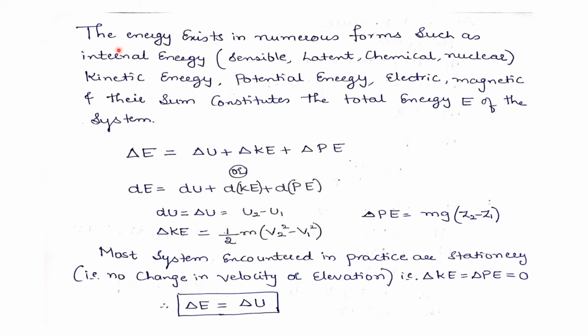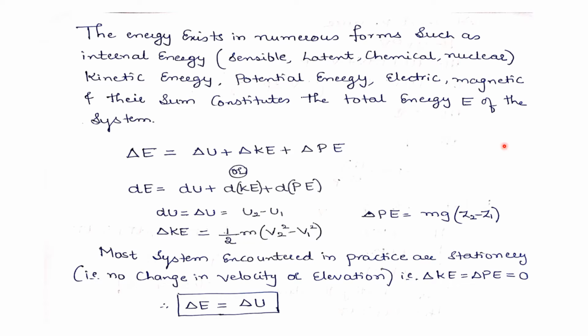The energy exists in numerous forms such as internal energy. Internal energy means sensible heat energy. It may be latent heat energy, chemical energy, nuclear energy. These are the forms of the internal energies, and kinetic energy, potential energy, electrical energy, magnetic energy, and their sum constitutes the total energy E of the system.